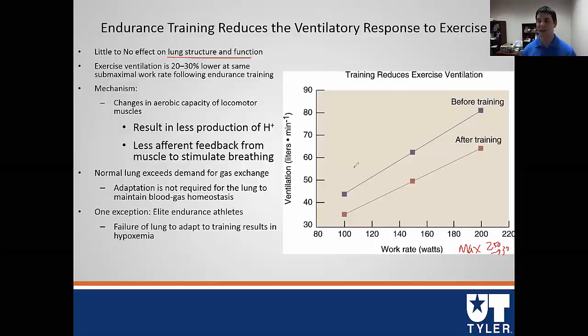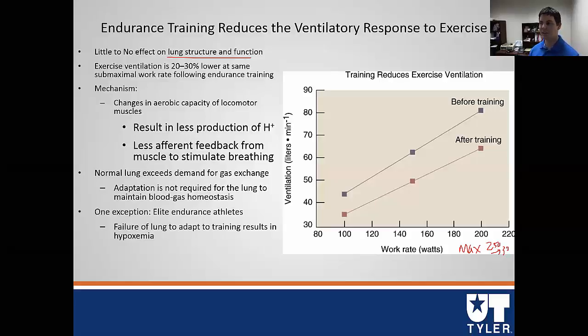It's thought to be due to a change in the aerobic capacity of our muscles, right? Our muscles become more aerobic by increasing mitochondria. Therefore, they produce fewer hydrogen ions and less lactic acid. We get less feedback from our muscle and our humoral chemoreceptors, and therefore less drive, so the motor signals being sent to our diaphragm are less, right? Again, a normal lung is perfectly capable of exceeding any demand that we can put on it for gas exchange. We need no adaptation.